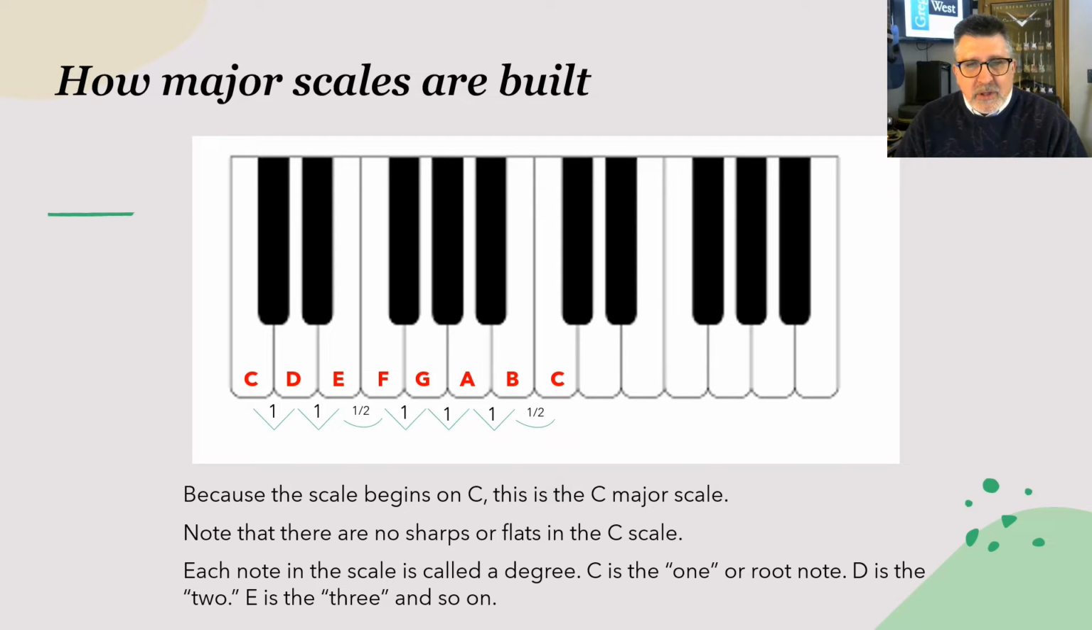Because this scale begins on C, we're going to call this the C major scale. Notice that there are no sharps or flats in this scale. That's why we're going to start with it, because it's the simplest, and then we're going to add that in as we go. Each note of the scale is called a degree, like a degree in temperature on a thermometer. Each scale has degrees where the C, in this case, would be the 1, the D would be the 2, the E would be the 3, the F would be the 4, the G would be the 5, and so on. It's called degrees of the scale. That's a term that we'll use throughout this lesson.